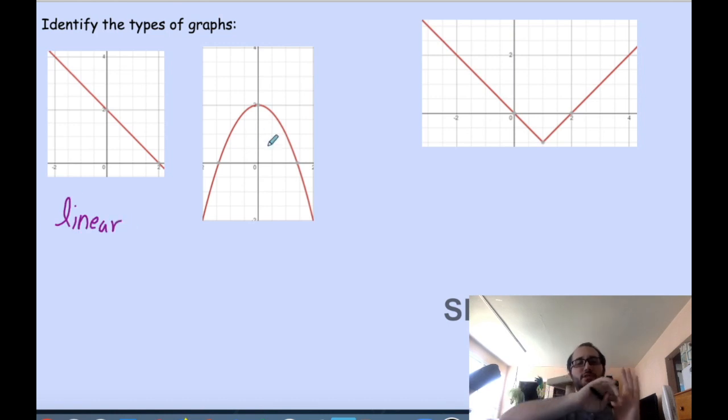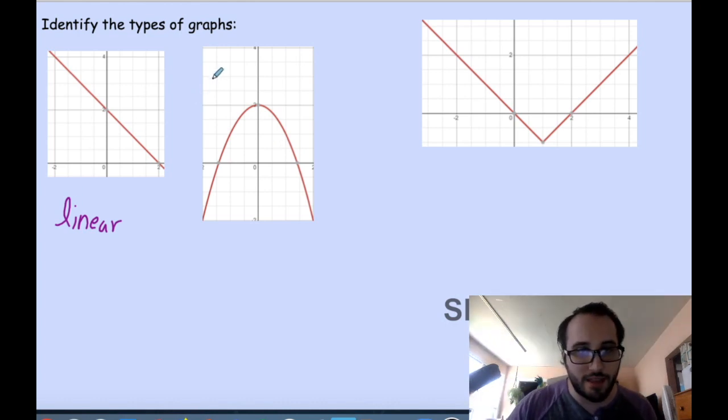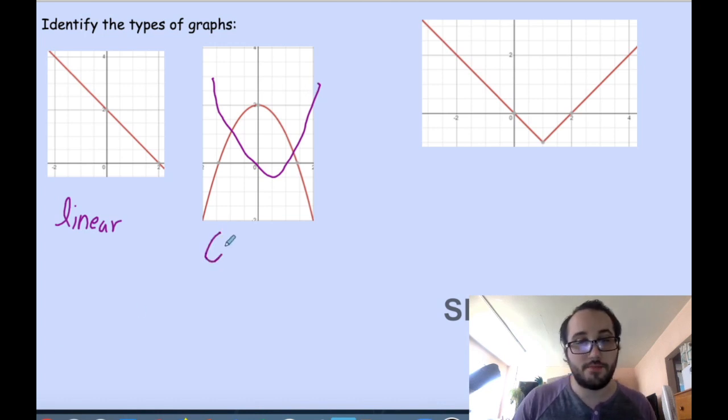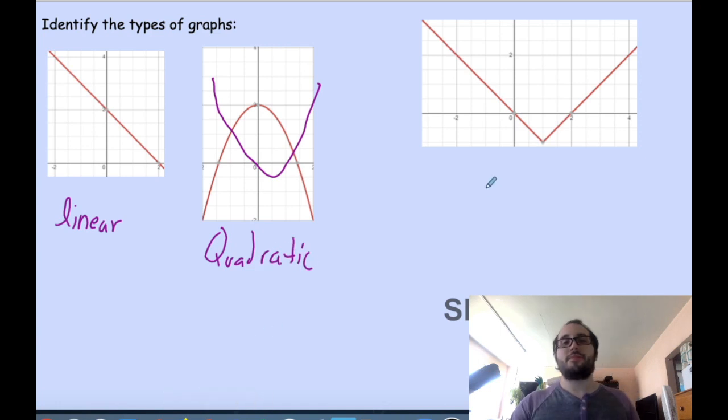If you see a function that looks like a U, it could look like that, or it could look something like this. These are called parabolas, but the function is called quadratics. They're quadratic functions. Okay? The next one.